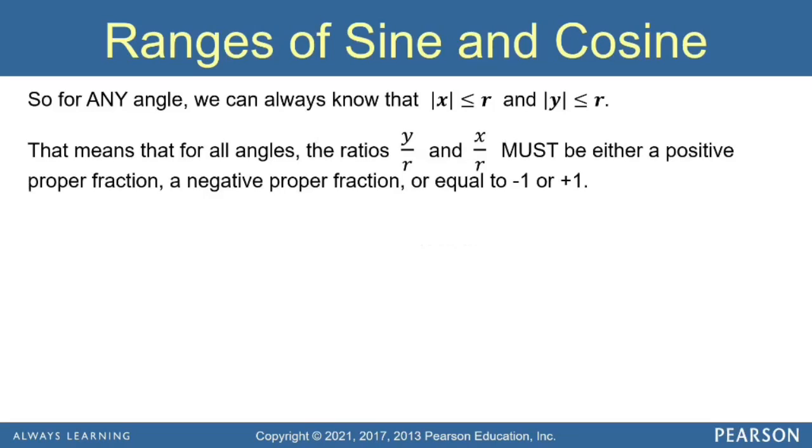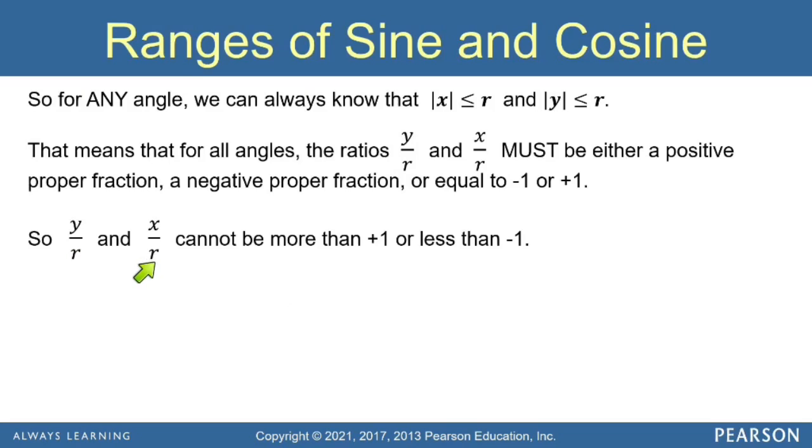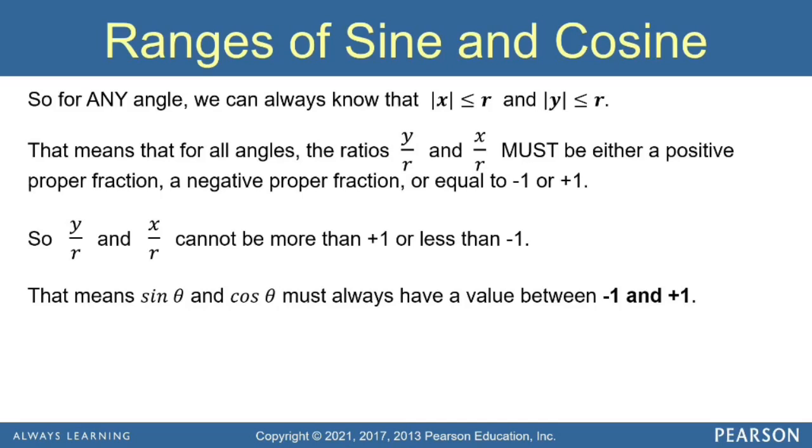So that means that for all angles, the ratios y over r and x over r must either be a positive proper fraction, a negative proper fraction, or they have to either be equal to -1 or +1, right? Because think about it, we've already figured out that y and x are both smaller than r, or at their very biggest, they're equal to r. So basically, there's no way for these two fractions to be improper. Y over r and x over r cannot be more than +1 or less than -1. And that means that the sine of theta and the cosine of theta always have to be between -1 and +1.